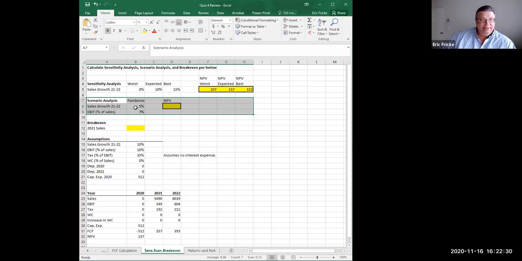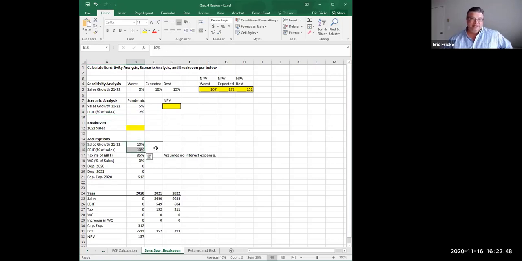In this case, we have sales growth changing to 5% and EBIT as a percent of sales changing to 7. All right, currently sales is at 10% and EBIT's at 10 as well. So I'm going to go ahead and change these two numbers here to do the scenario analysis. And look, that gives us a negative NPV. I'm going to record that up here.